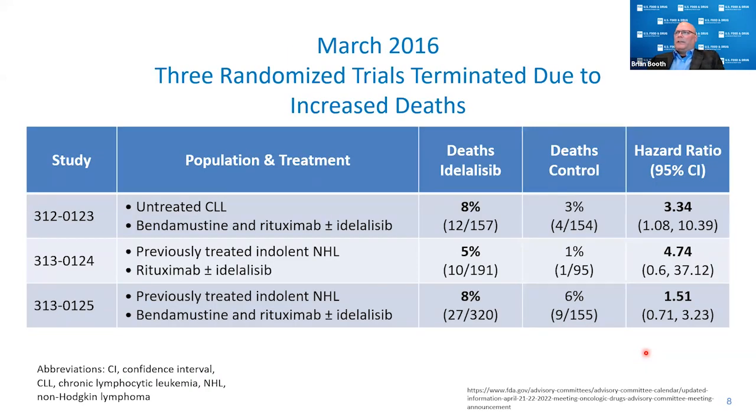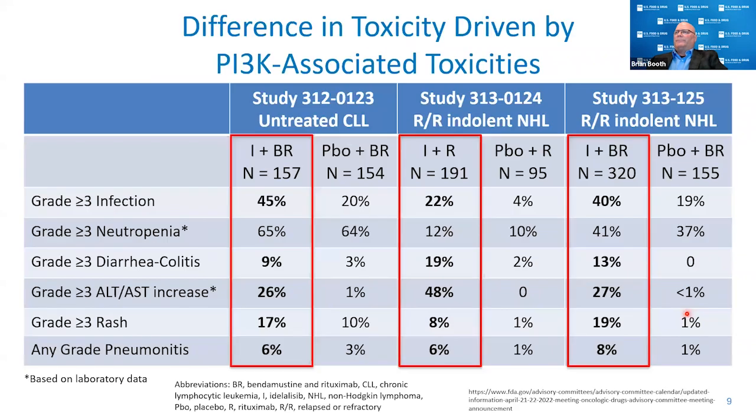And in 2016, we got kind of a shocking result, I would say. As you can see in these 3 trials, they had to be terminated due to an increased number of deaths in the idelalisib arm. So if you look across these trials, you can see the rates of death were higher than the control arms, and the hazard ratios were much higher, indicating that we may be causing harm by using this drug. So this is sort of a shocking result.